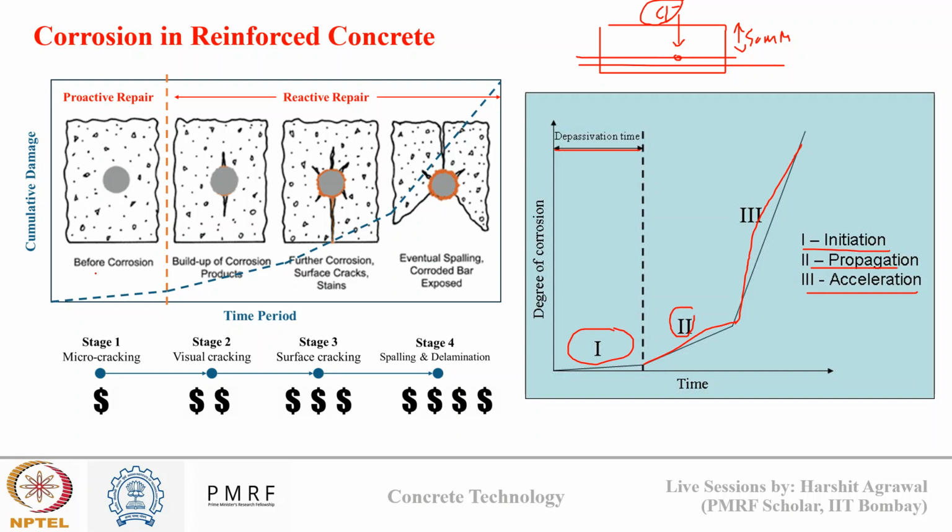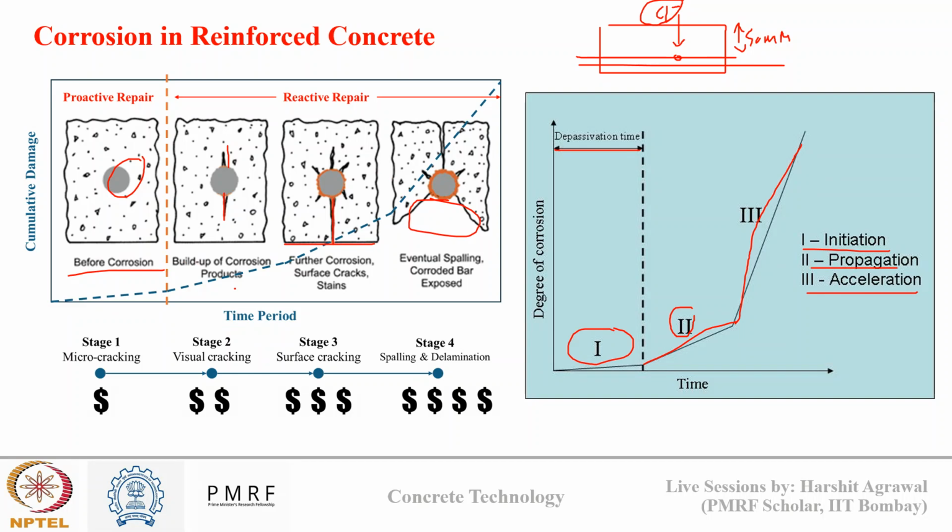In this first figure, you can see how corrosion behaves in these different stages and how cumulative damage grows. Before corrosion, there is no damage at the interface. Then as corrosion grows, there will be cracking at the interface. These cracks will grow till the cover surface, and then there will be spalling and delamination of the cover.